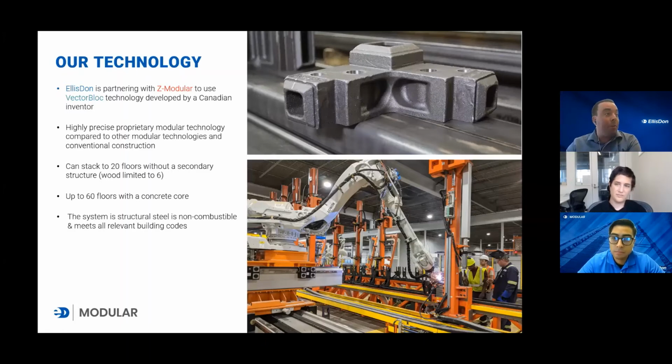So we're actually partnering with another large provider in the industry, Modular, and we're utilizing predominantly a vector block technology, which was actually developed and designed by a Canadian inventor, which is very exciting. And with this technology, it actually allows us to get up to 20 stories without a secondary structure. So we can certainly go higher than that as well, even up to 60 floors if we had a concrete core. But the ability to go to even 20 stories with our steel structure, we're hoping is really going to open up the doors for us from a building standpoint.